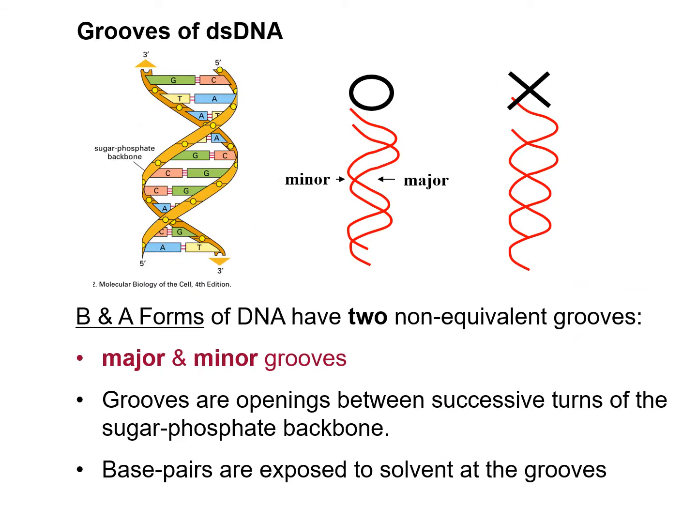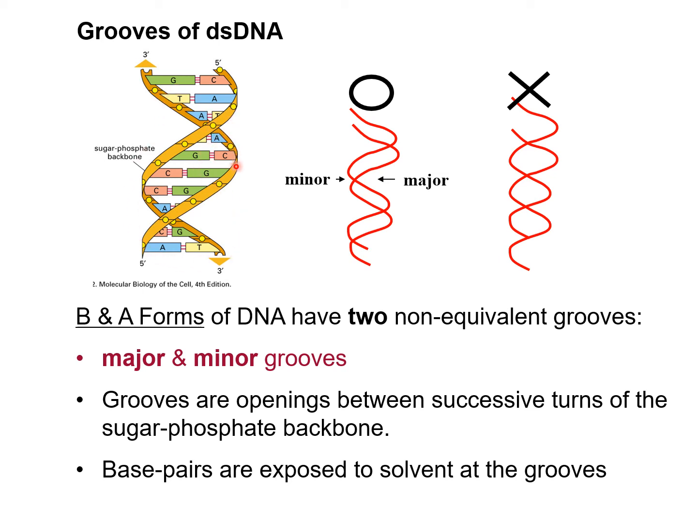DNA can have mainly three different forms for its secondary structure, which are the A, B, and Z forms. Among them, the A and B forms of DNA have two non-equivalent grooves, which are the major and minor grooves, and these rarely have the same sizes, especially under normal conditions. These grooves are basically the openings between successive turns of the sugar-phosphate backbones.